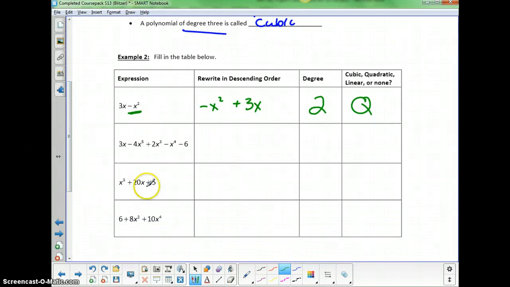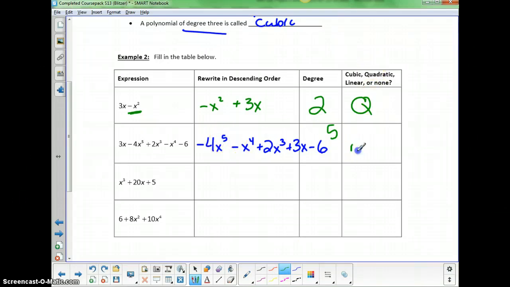Right, this one needs to be rewritten in descending order as well. The highest power is negative 4x to the 5th. 5 is the highest power. Then the next highest power is going to be the minus x to the 4th. Then the plus 2x cubed. Okay, so I've gotten 5, 4, 3. No x squareds, so I'm going to do plus 3x next. Minus 6. Okay, and the degree is 5. 5 is the highest exponent.